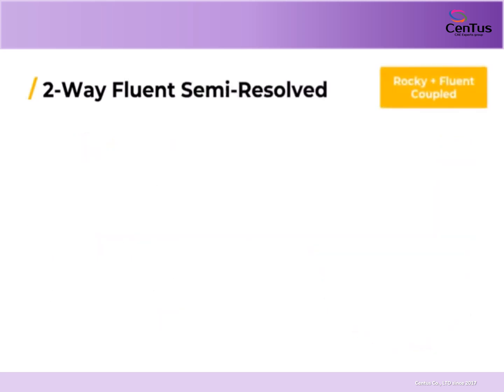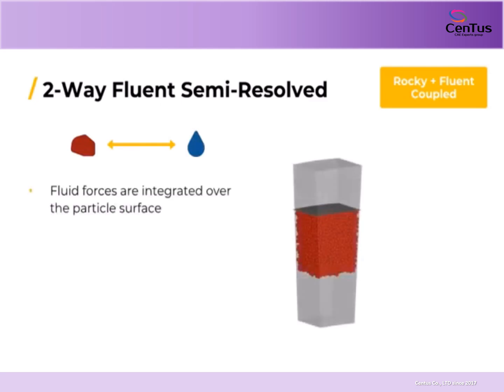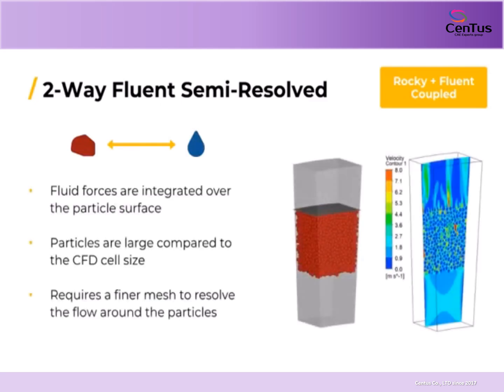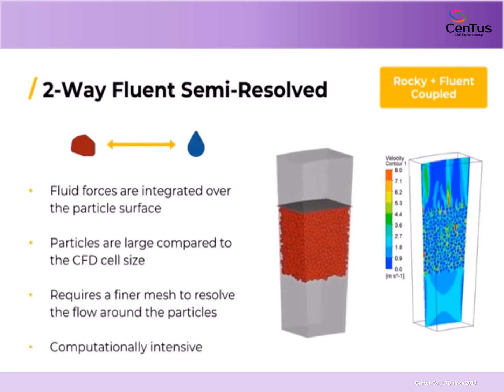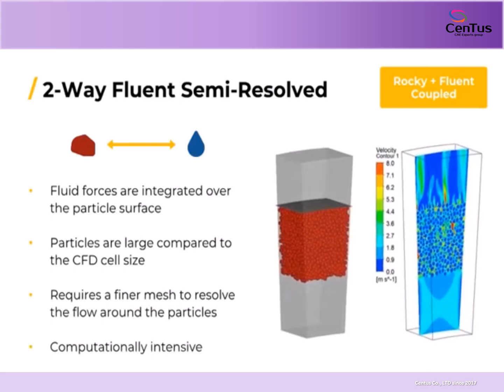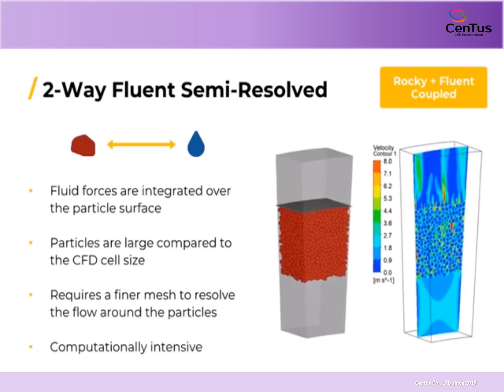Another two-way method is the two-way Fluent semi-resolved, which solves cases where the resolution of the fluid flow around the particles is critical to capturing the behavior of the particles or their effect on the flow itself. It requires a fine mesh in order to properly capture flow properties on the particle surface. The finer the mesh resolution, the more accurate the results, but also, the more computationally expensive the simulation.